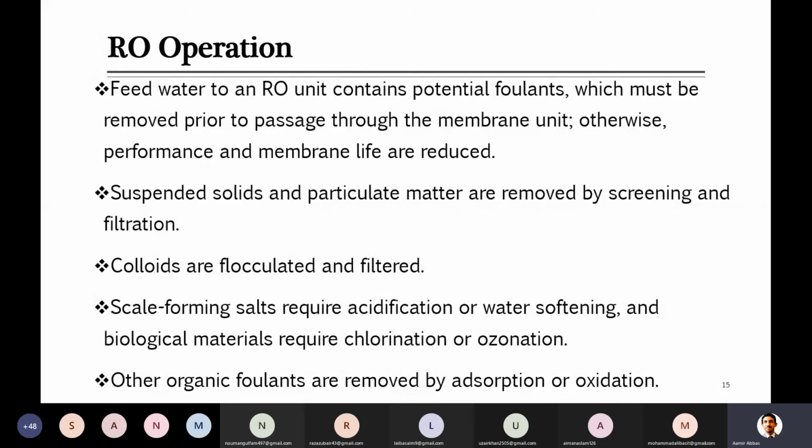Anywhere there is an RO unit, the feed water to that RO unit usually contains flocculants, which must be removed prior to passage through the membrane unit. The reason is that flocculants and coagulants are used to remove some of the suspended solid material inside the water, as I will show you in the next slides on how reverse osmosis plants work.